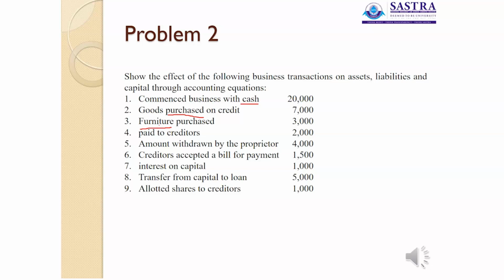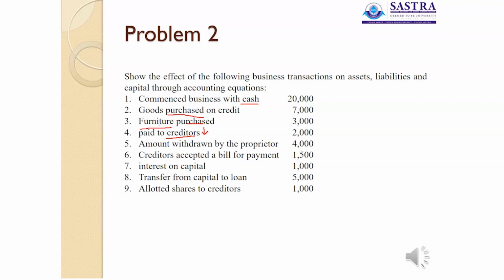Okay, so here furniture value increased, cash value decreased. Then the next transaction is paid to creditors. Amount paid to creditors. What are the accounts involved here? Cash account and another one is creditors account. So here cash account decreased, creditors is also decreased. Amount paid to creditors, so the liability of the creditors value decreases. Then cash value is also decreased, rupees 2000.